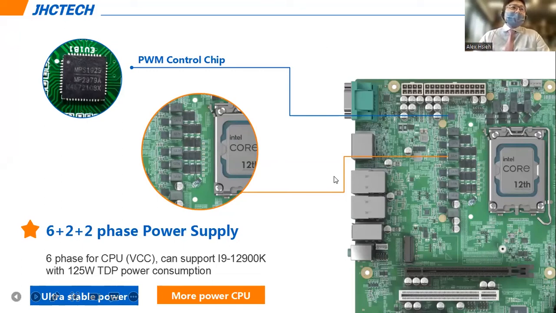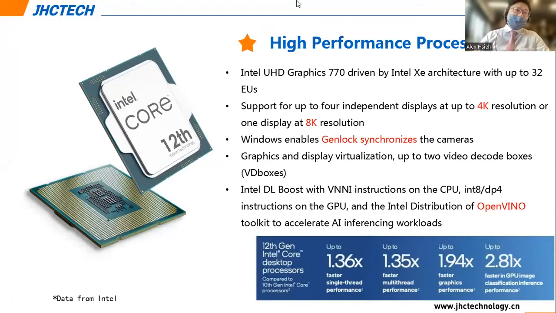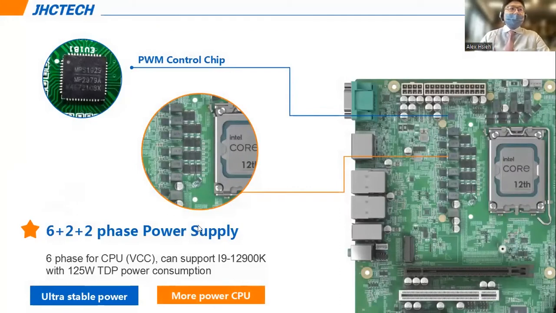Okay, let's go. This one is a feature for the power supply. The power supply uses pure PWM to provide the power. We have 6+2+2, which supports the CPU, graphics card, and motherboard I/O. We use PWM to provide smooth and stable power. We can support i9 CPUs with 125 watts TDP power consumption, so ultra support for power and more powerful CPUs.